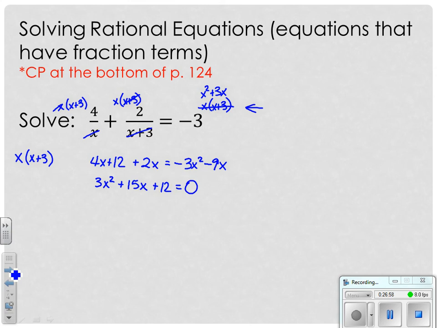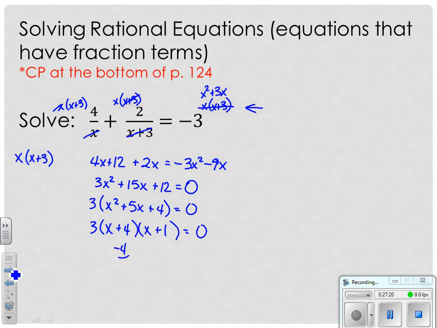Now I need to factor this. Again, you could go right ahead to parentheses if you want, but I notice in this one, I can pull a 3 out of everything. So I'm going to start with that so that I have smaller numbers to work with, and it's easier to factor. So x and x, positive 4, positive 1. So two solutions, negative 4, negative 1. Again, you're going to want to check to see if these are extraneous.